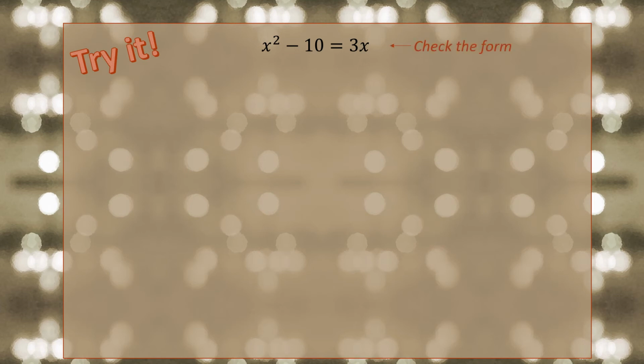First, you should have checked the form. Notice it does not equal 0, so we need to subtract the 3x on both sides. From here, it does equal 0, but notice it's not in the correct order. You will need to rearrange your terms. It should be x squared minus 3x minus 10 equals 0. From here, now we can identify our a, b, and c values. A should have been 1, b should have been -3, c should have been -10.